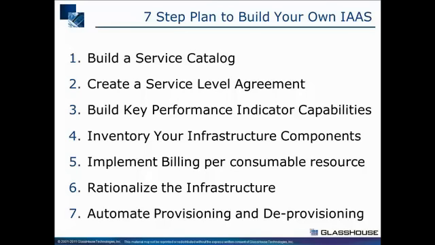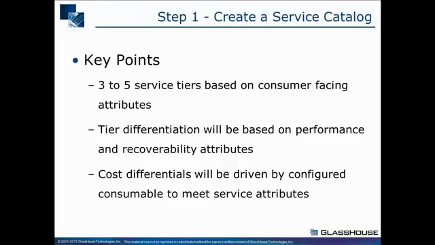Rationalize the infrastructure, and this requires significant courage on the part of the CIO to move away from the plethora of purpose-specific technologies and try to get that down to 1 or 2. And then automate the provisioning and deprovisioning. And fortunately, while that's one of the most difficult pieces to do in-house, there's an increasing number of tools out there and software developments out there that are providing that function. So let's walk through these 7 steps and see what's involved.